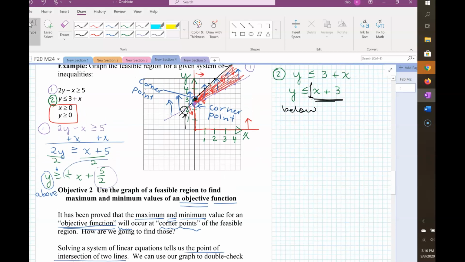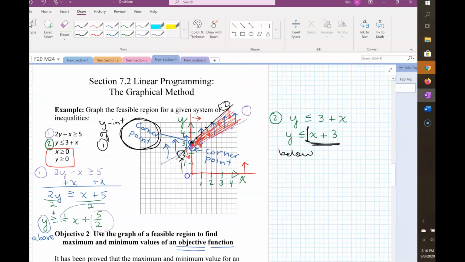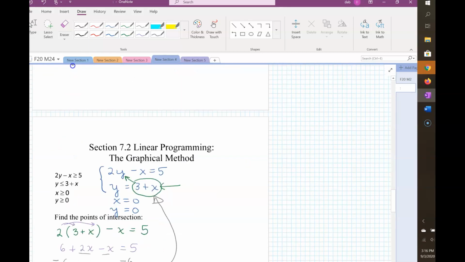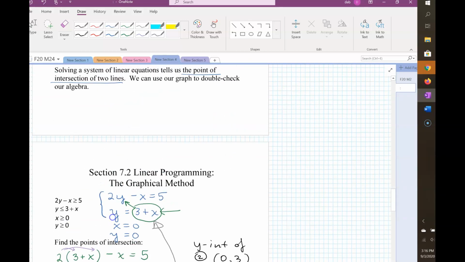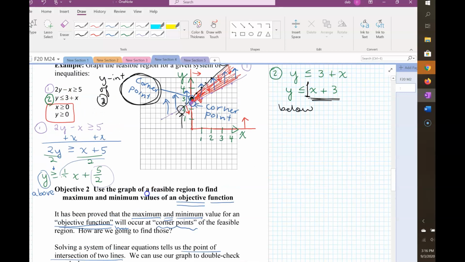So now let's talk about the corner points. This first corner point is the y-intercept of line 2. Right? That's why it's so helpful to label things. So it's the y-intercept of line 2. So we can look at the equation of line 2 and say the y-intercept of line 2 was 0, 3. So we know that's one of the corner points.